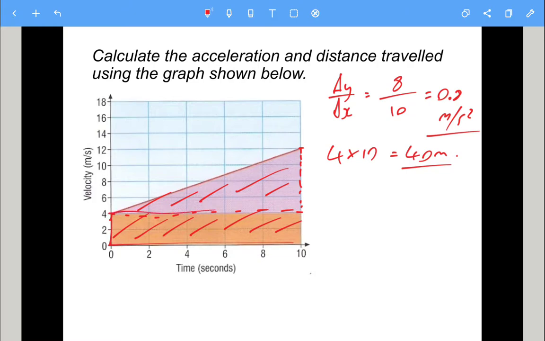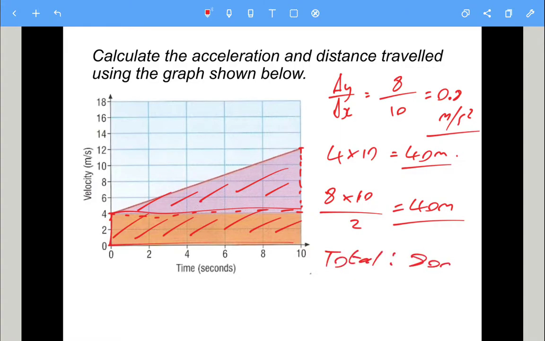So we've got 10 across and we've got 8 up. So we've got 8 times 10. And then obviously because it's a triangle, we need to half it. So 8 times 10 divided by 2 is another 40 meters. So the total distance travelled will be the 40 plus the 40, which is 80 meters.